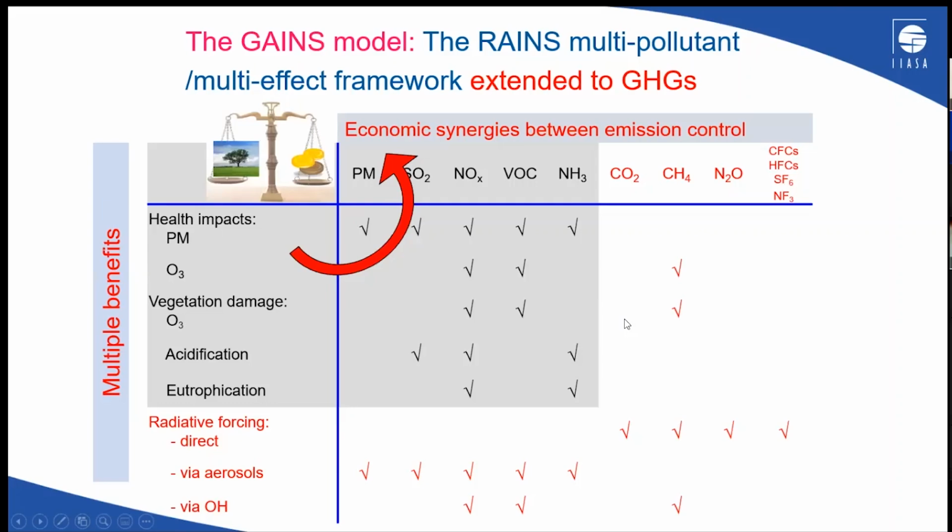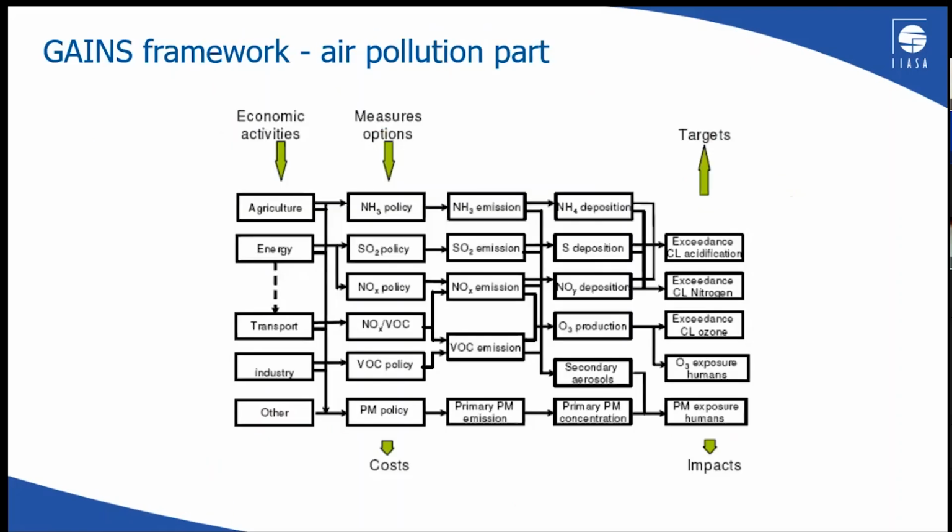And at the end, for the policymaker, what is important is that they have to weigh what their target level is and how much they can invest. So this is the GAINS framework for the air pollution part.